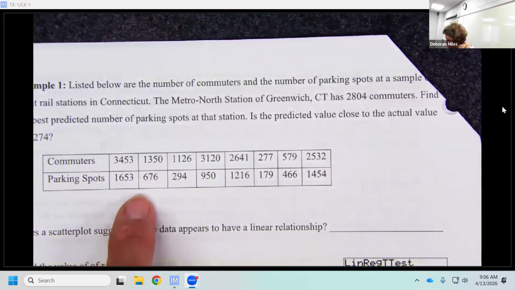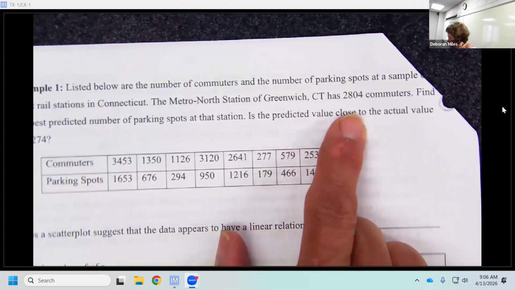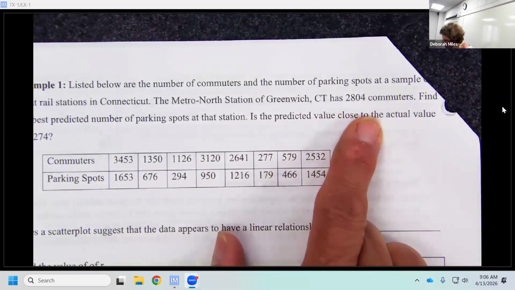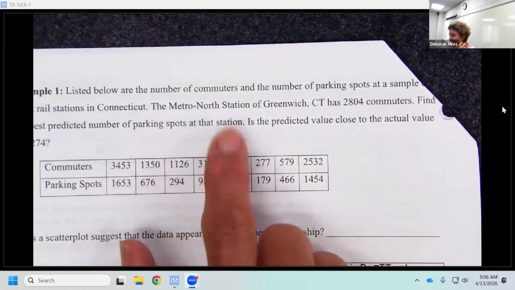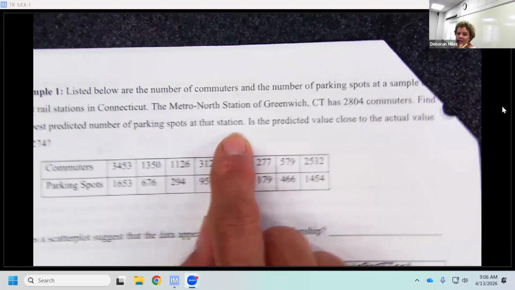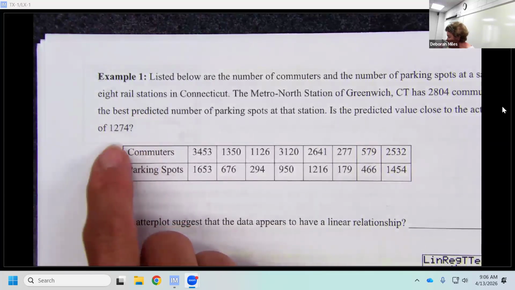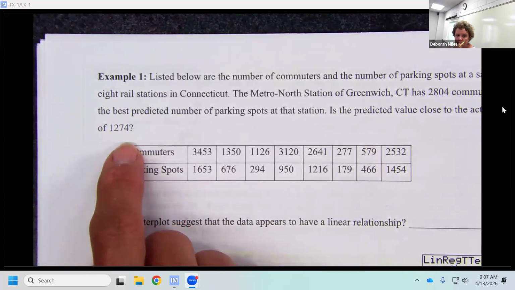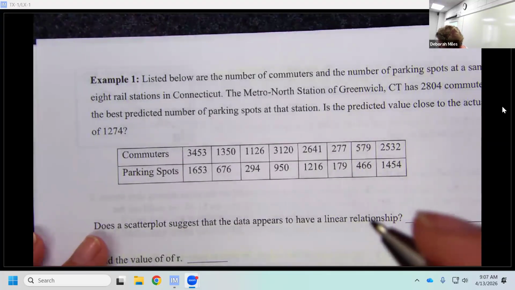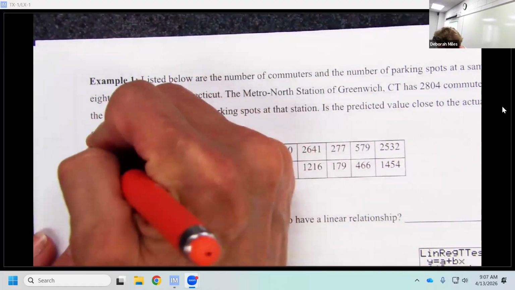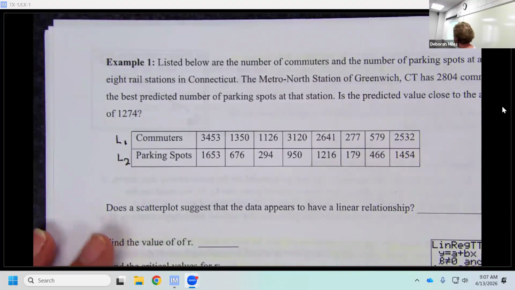That's my gut impulse. The Metro North Station of Greenwich, Connecticut has 2,804 commuters. Find the best predicted number of parking spots at that station, and then compare it to the actual number of parking spots we know to be 1,274. So go ahead and do this. Put all of your number of commuters in list 1 and put your number of parking spots in list 2.